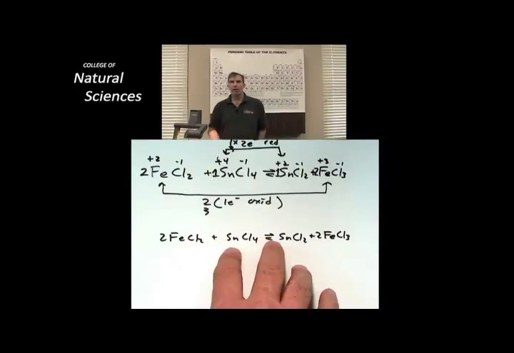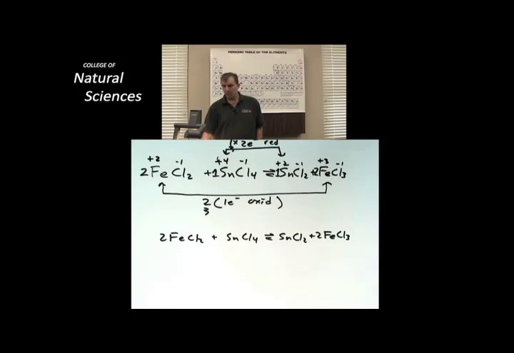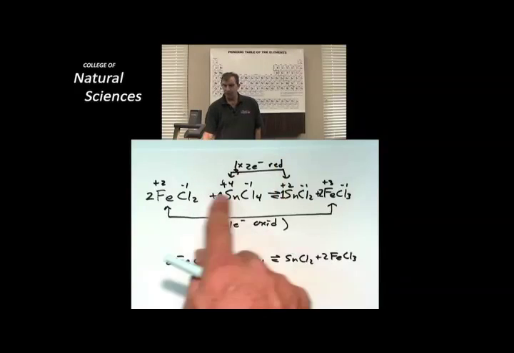I've used my change in oxidation number method to basically balance this all on a single line. I didn't have to write stuff down all over the place. I was able to balance it right where you see it.